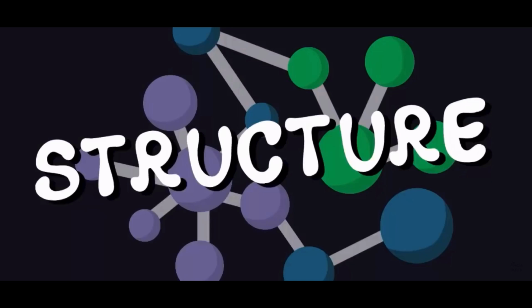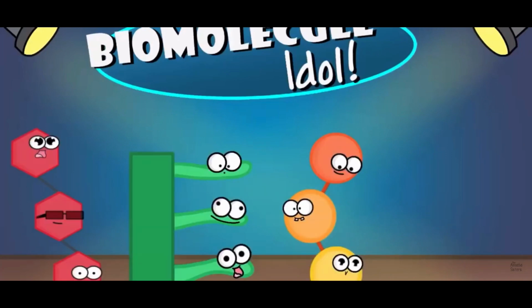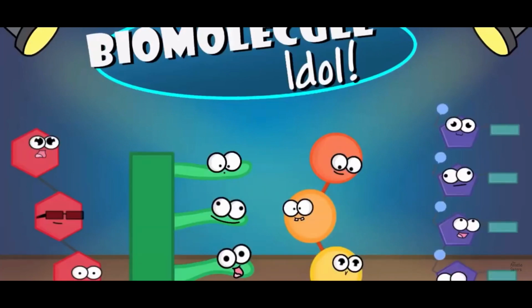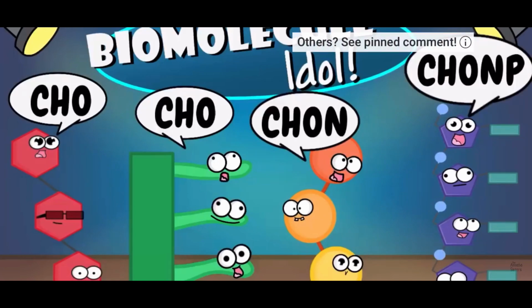One thing I like to tell students to do is to write the 4 biomolecules in the same order that we went through: carbs, lipids, proteins, and nucleic acids. Then remember this mnemonic device that goes with these 4 biomolecules: CHO, CHO, CHON, CHOMP. Instead of CHOMP at the end with an M, it's CHON at the end with an N.